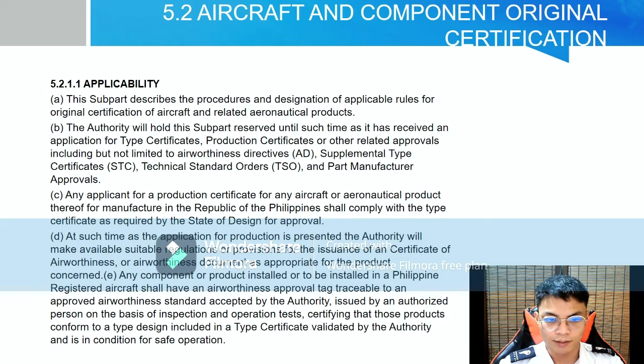Such time as the application for production is presented, the authority will make available suitable regulations or provisions for the issuance of an air certificate of airworthiness. Airworthiness documents are appropriate for the product concerned. Any component, product installed or to be installed in a Philippine registered aircraft shall have an airworthiness approval tag traceable to an approved airworthiness standard accepted by the authority, issued by an authorized person on the basis of inspection and operation test, certifying that those products conform to a type of design included in a type of certificate validated by the authority and is in conditions for safe operations.